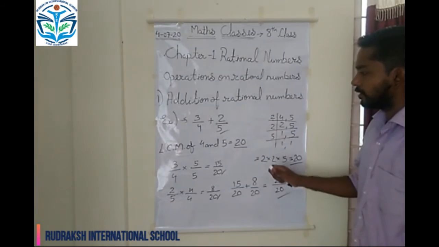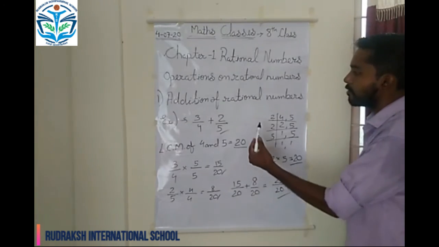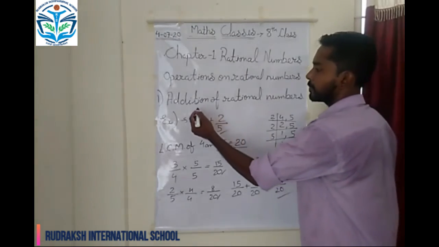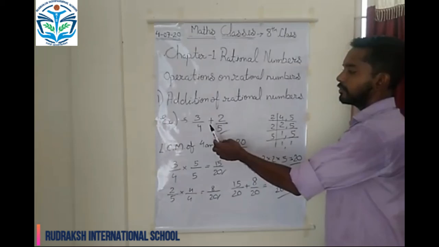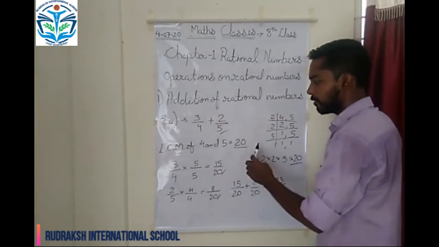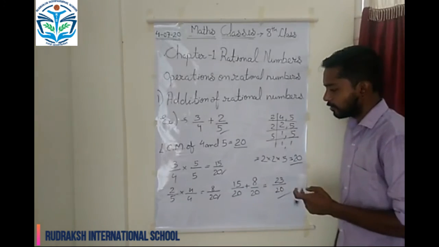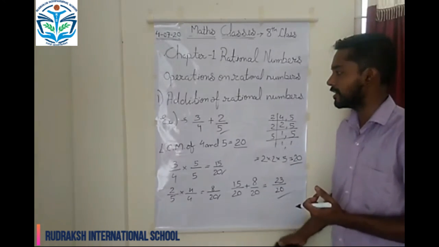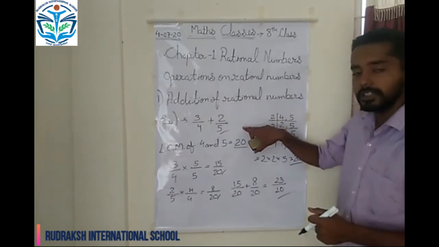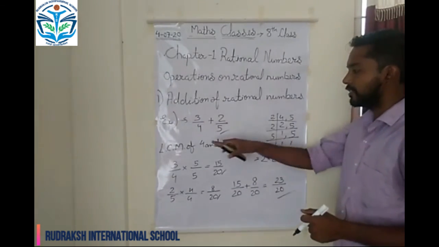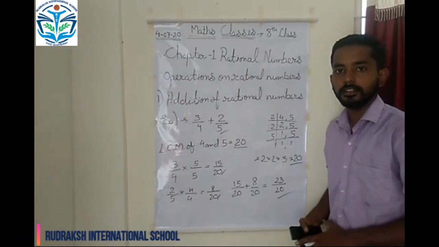So in the next class, students, we will discuss how you can subtract two rational numbers. Today we have learned how we can add two rational numbers with the same denominator as well as with different denominators. So in the next class we will study subtraction of rational numbers with the same denominator and with different denominators. So this is all for today's class. Thank you.